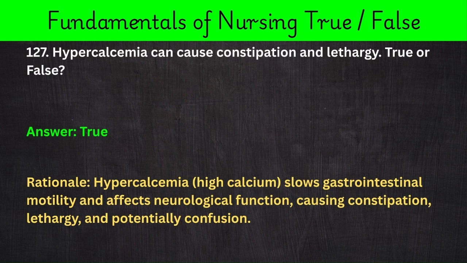127. Hypercalcemia can cause constipation and lethargy. True or false? Answer: True. Rationale: Hypercalcemia, high calcium, slows gastrointestinal motility and affects neurological function, causing constipation, lethargy, and potentially confusion.